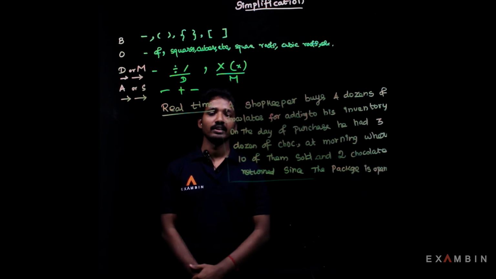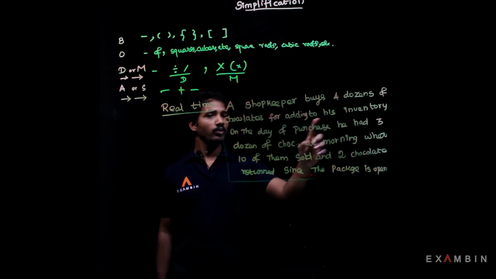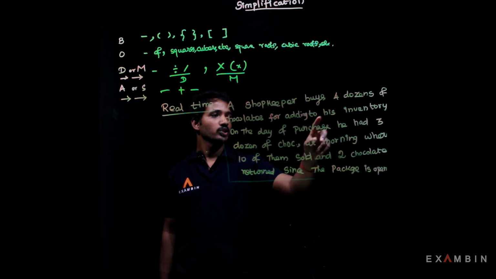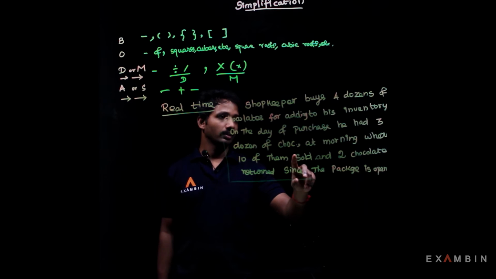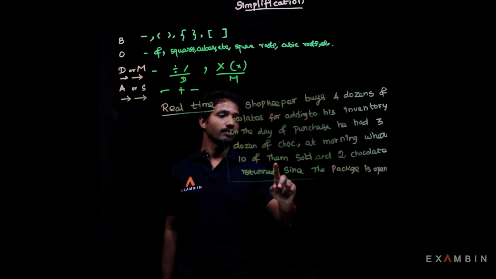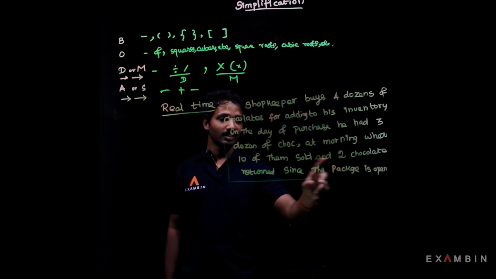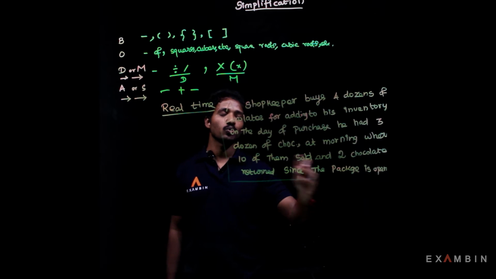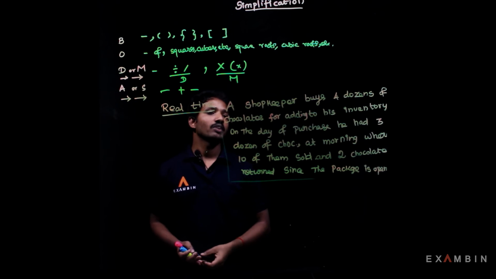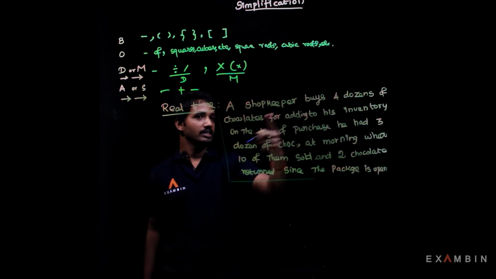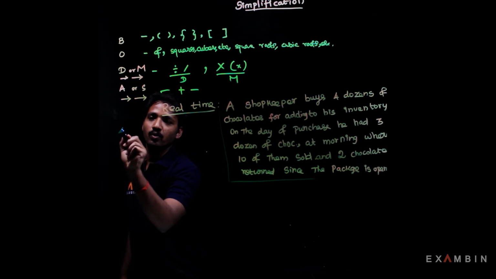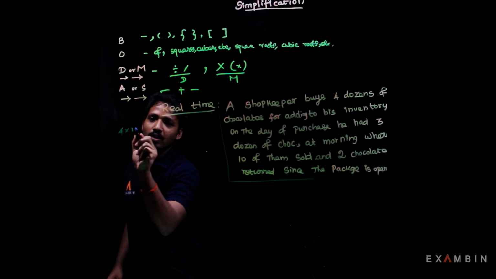Now look into this real-time example. A shopkeeper buys 4 dozens of chocolates for adding to his inventory. On the day of purchase, he had 3 dozen of chocolates that morning, where 10 of them were sold, and 2 chocolates are returned since the package is opened. Now we will try to write this as an equation. So the shopkeeper is buying 4 dozens of chocolates. So 4 into 12.